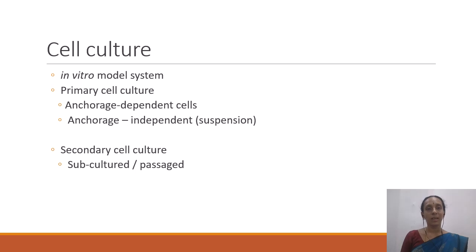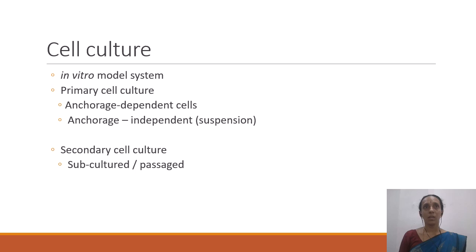So these cells are either anchorage dependent or anchorage independent cells, meaning they need a substratum to attach and grow. When that is the case, they're called anchorage dependent cells. Most of the cells are of anchorage dependent type, because for them to settle, establish an anchorage and to become a monolayer, they need some kind of a substratum. The second type is anchorage independent, whose characteristic is that they do not need a substratum to attach and grow. Those are called suspension cell culture.